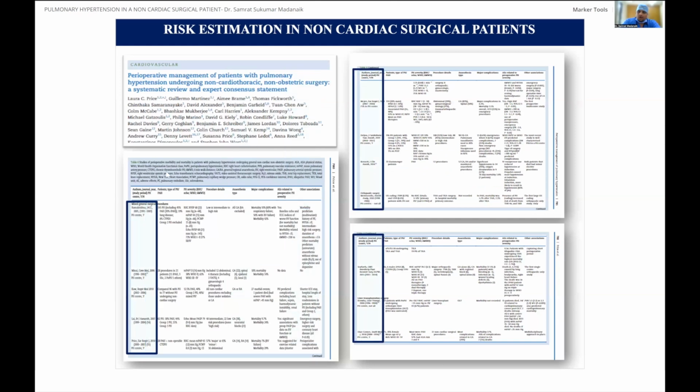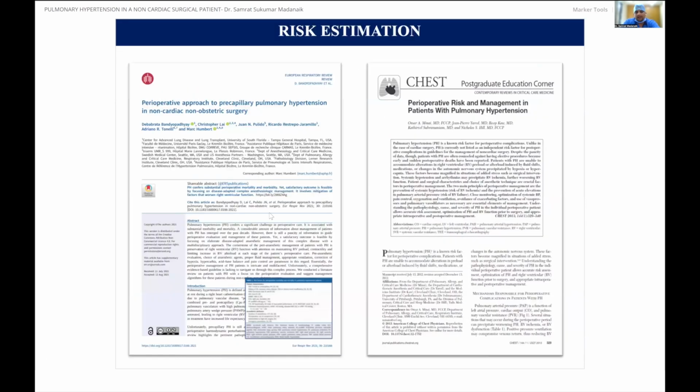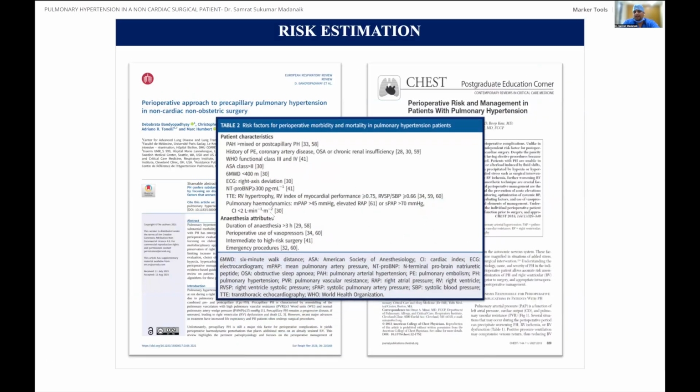Again, there are a lot of studies in non-cardiac surgeries, in orthopedic patients, and also in other patients, the critically ill patients, and patients who are subjected to major non-cardiac surgeries. So there is a lot of literature. But if you scan through this literature, there are a few common factors or common risk estimates in patients. So what are those risk estimates?